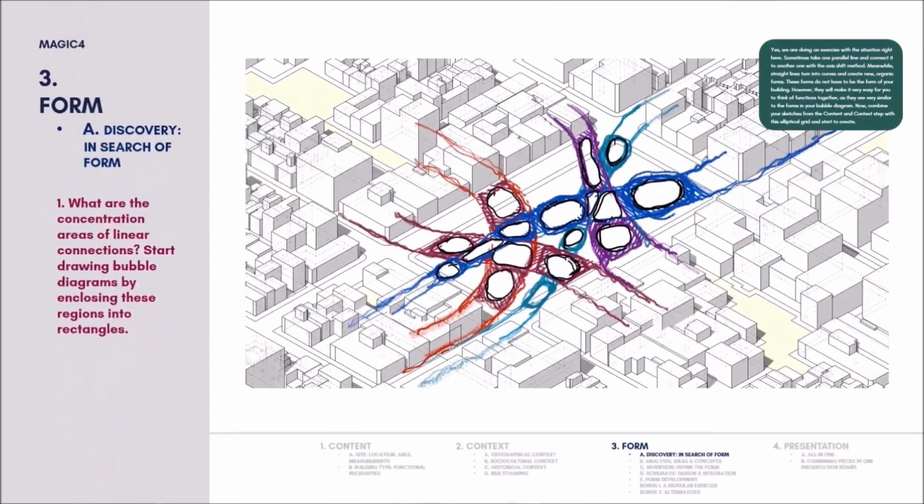Yes, we are doing an exercise with the situation right here. Sometimes take one parallelism and connect it to another parallelism with the axis shift method. Meanwhile, straight lines turn into curves and create new, organic forms. These forms do not have to be the form of your building. However, they will make it very easy for you to think of functions together, as they are very similar to the forms in your bubble diagram. Now, combine your sketches from the content and context step with this elliptical grid and start to create.